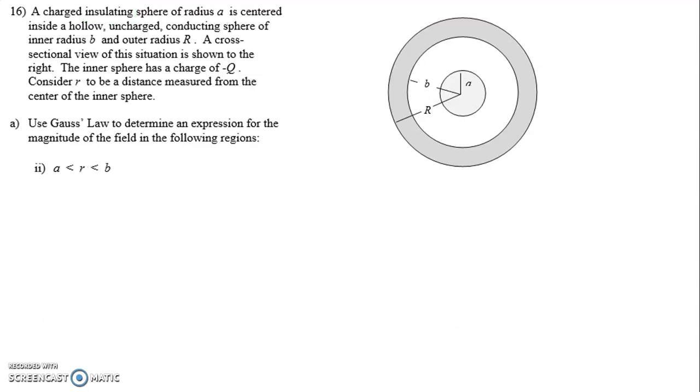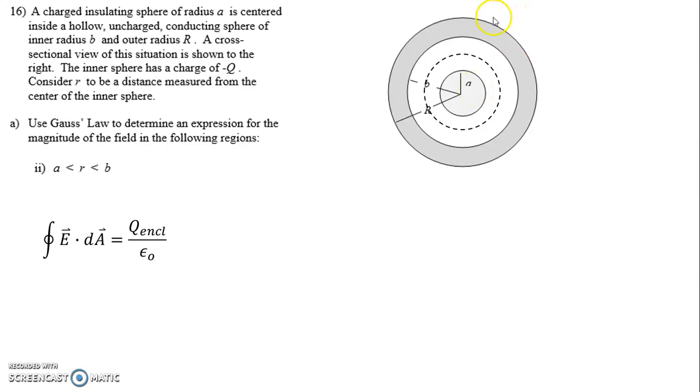All right, let's go to our second region. R is between A and B. So again, we're going to write Gauss's law, and we draw our Gaussian surface. Here's A, here's B. So here's our Gaussian surface. It's going to be in the hollow region between the inner sphere and the outer shell. Again, all we're looking for is to see what charge is enclosed there. Well, the great thing is we're enclosing the entire inner sphere.